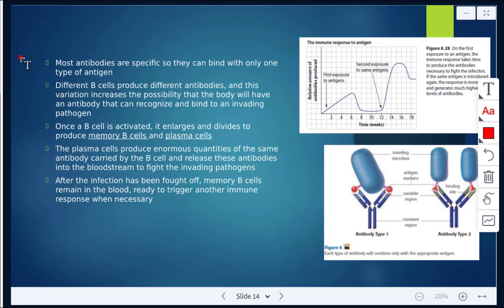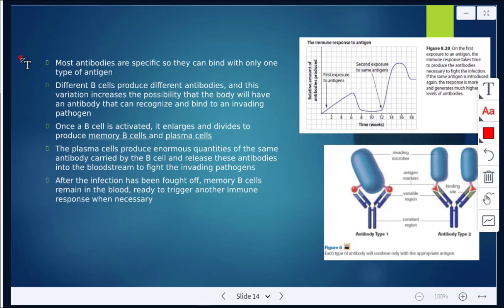So most antibodies are specific. They bind with only one type of antigen, and different B cells produce different antibodies. This variation increases the possibility that the body will have an antibody that can recognize and bind to an invading pathogen. And once a B cell is activated, it enlarges and divides to produce the memory B cells and the plasma cells. Plasma cells will then produce enormous quantities of the same antibody carried by the B cell and release them into the bloodstream to fight the invading pathogens.